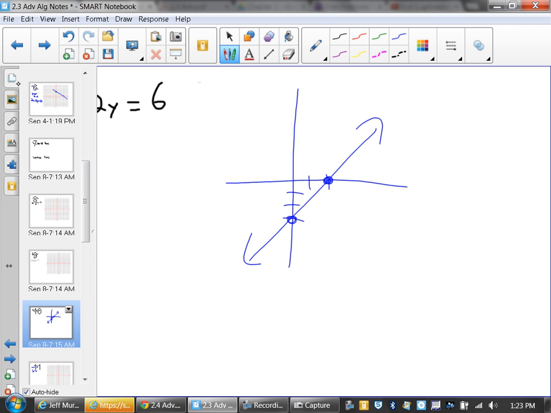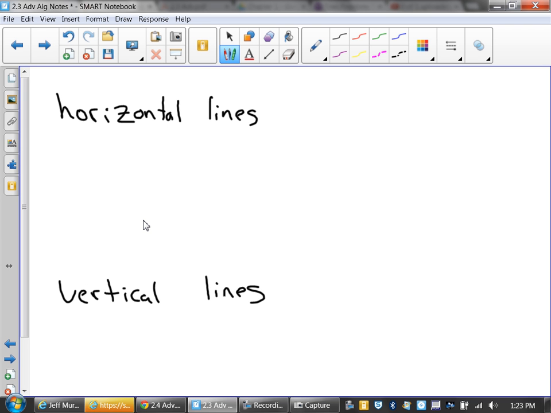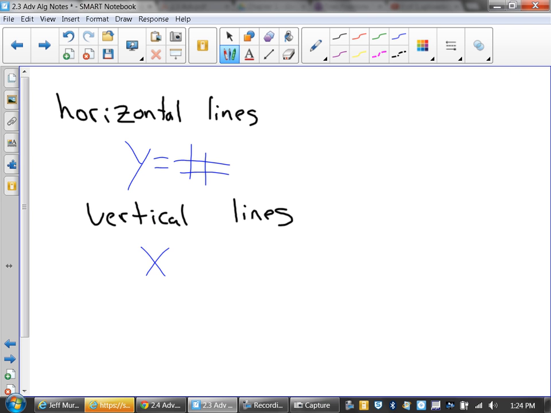All right, back to the other one I had here. Once again, horizontal and vertical lines. Every single horizontal line always has the same start of the equation. What does it start with? Y equals. Good. Every horizontal line always starts with y equals some number. And then every vertical line always starts with x equals some number.